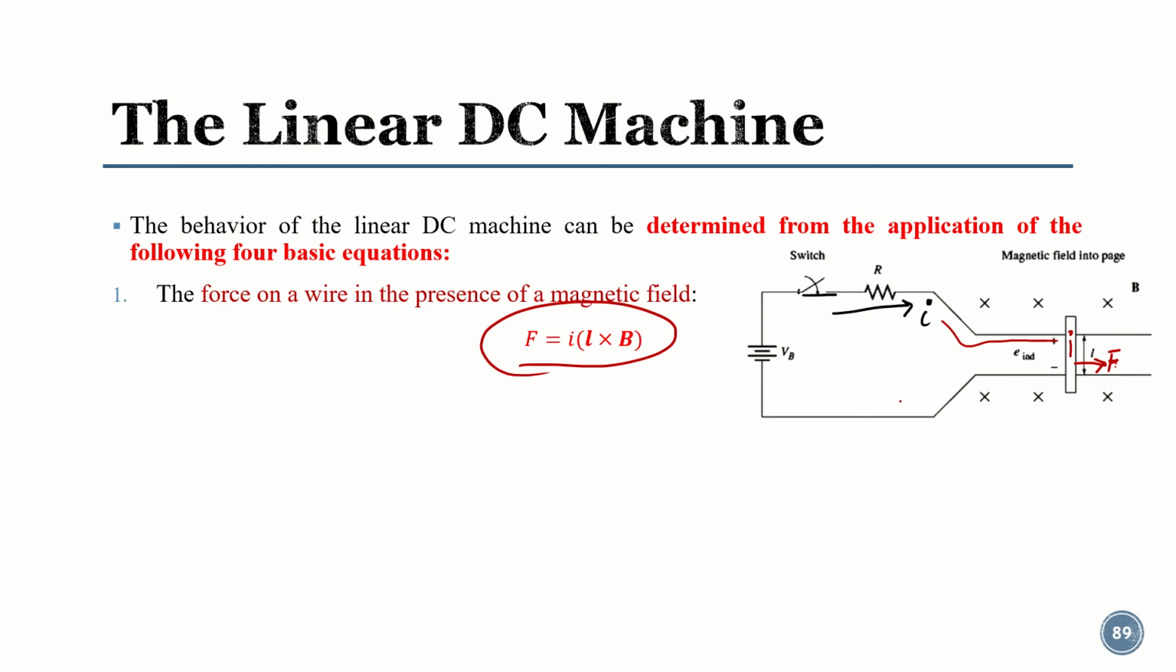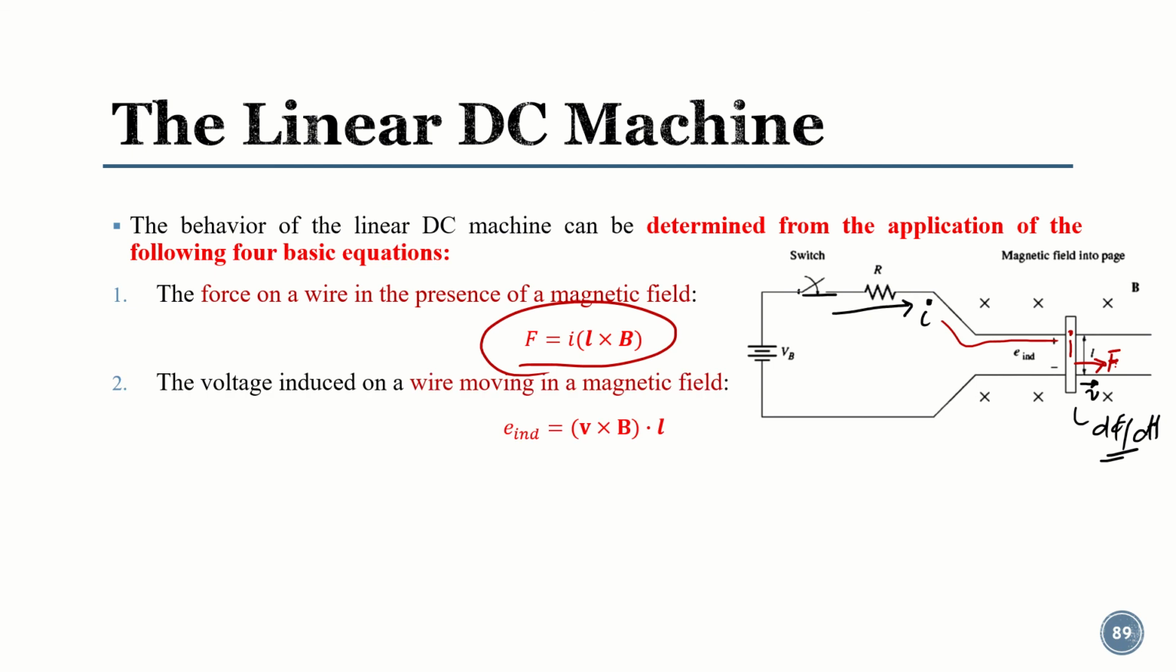Now the second equation. Because of this force, the wire will start moving and experience some velocity. The wire is moving with velocity v in a magnetic field, so it will experience changing flux, and due to this changing flux, voltage will be induced. So the second equation is the induced voltage at the terminals of this wire, e_ind = (v cross B) times L.